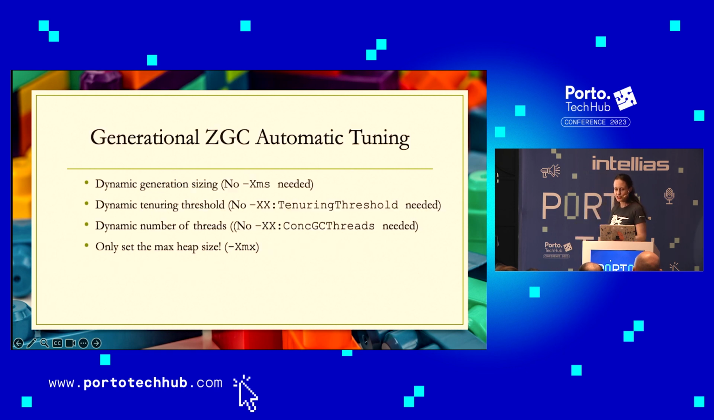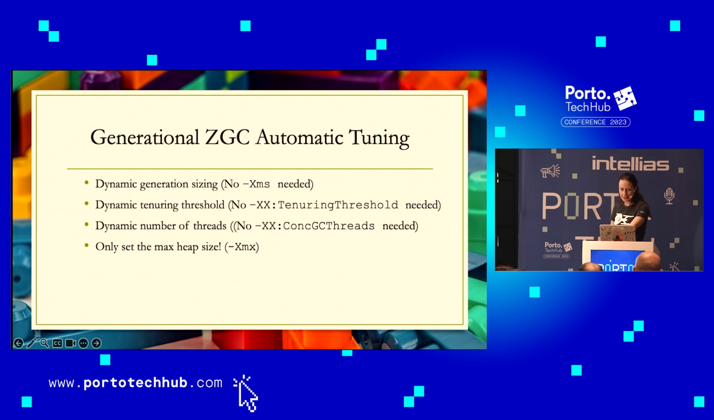In addition to that, ZGC was kind of famous for not needing a lot of tuning. The only thing you need to tune with generational ZGC is the max heap size. You don't need to set the initial heap size, you don't need to set some threshold or concurrent GC threads and so on. So this is pretty cool. However, I just wanted to keep it similar to the other garbage collectors.